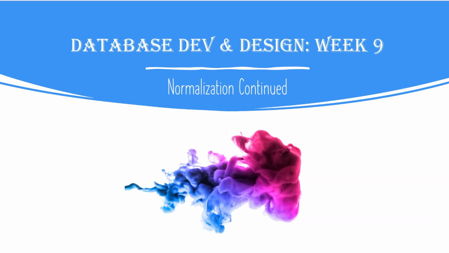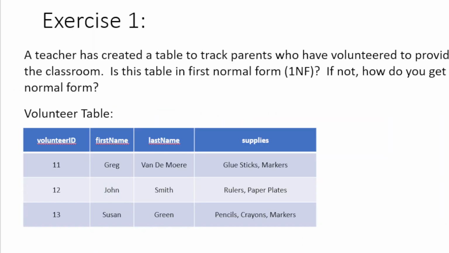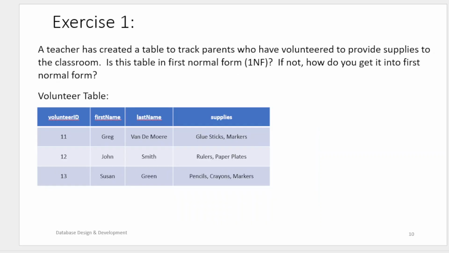So let's go ahead and look back over here. Let's go to the slide deck. Now, if we remember this little lesson from the beginning of class, we had a table to track parents who volunteered to provide supplies for a classroom. The question is: is this table in first normal form? And if not, how do we get it to first normal form?